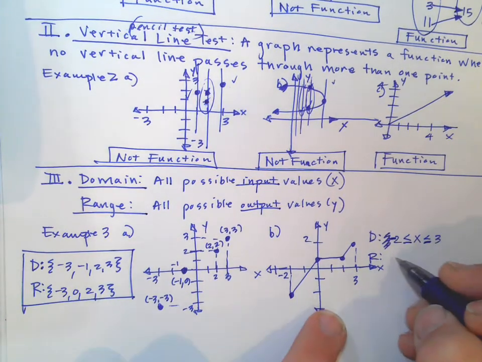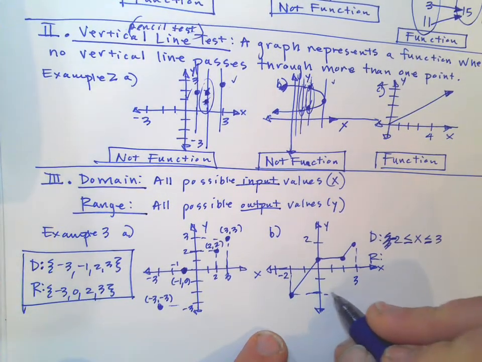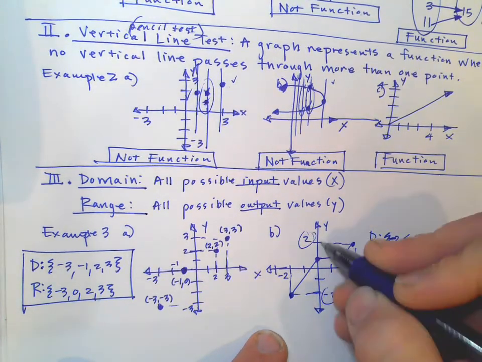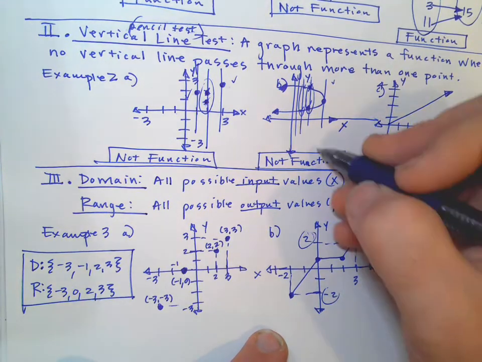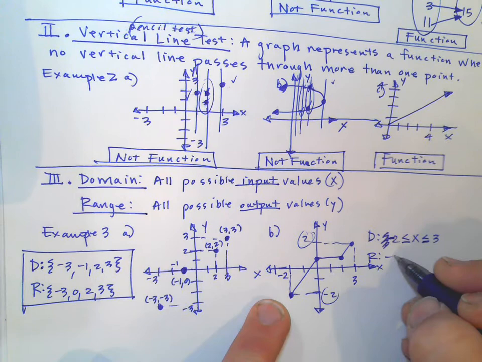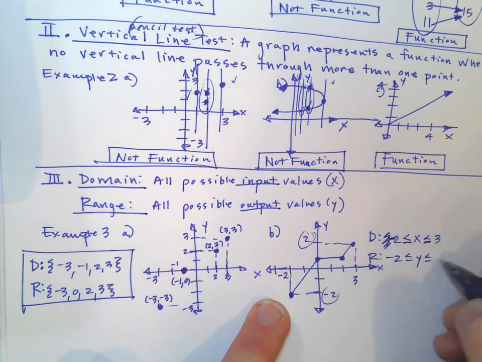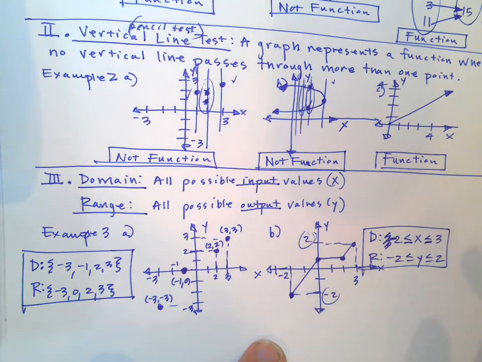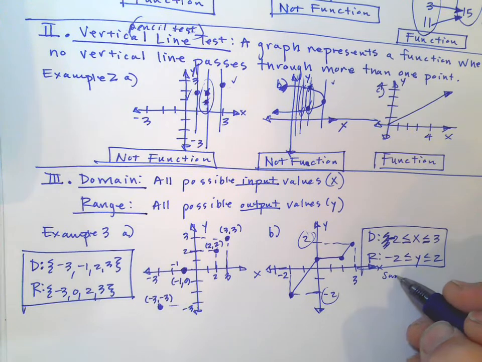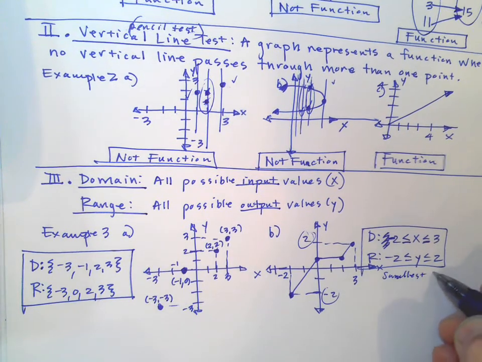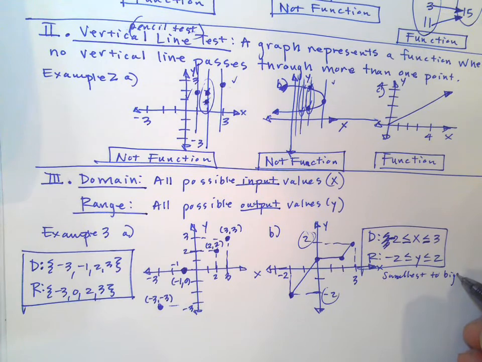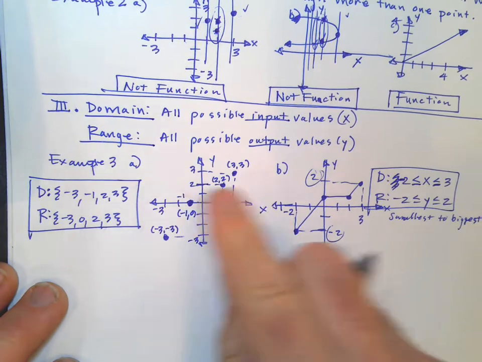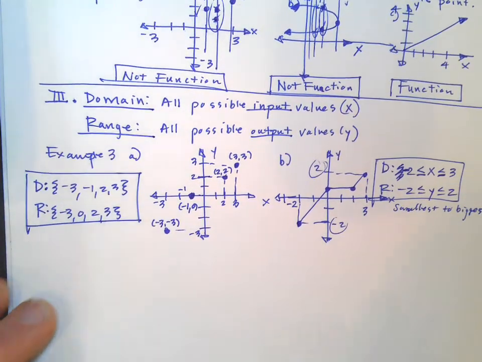The range is all the y values. So for the y values, maybe extend the line over to the y-axis and say, oh, well, it's all the y values in between -2 and 2. It doesn't go above 2, doesn't go below -2. So the range is -2 to 2. And usually when you do these, all the things open up towards the bigger things as you go left to right, smallest to biggest. And so that's how you would write the domain and range for a graph that has lots of points in between. If they're just separate little dots, you use the little curly braces and you just list them.